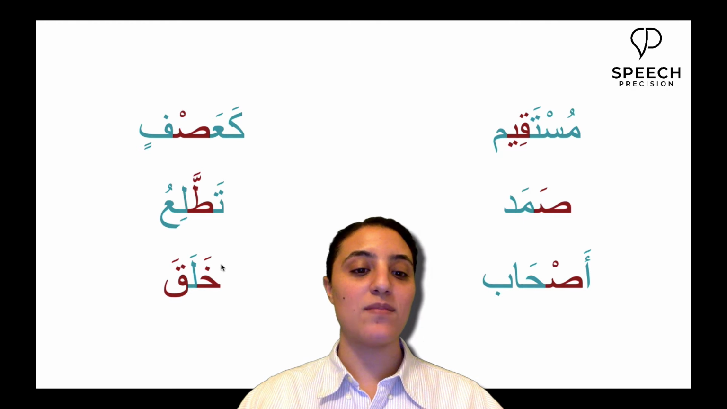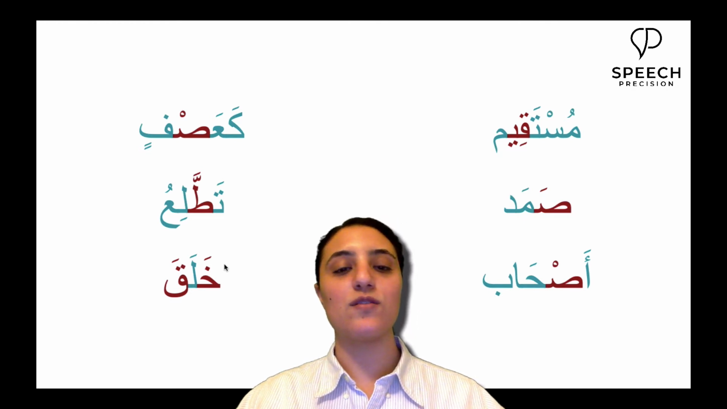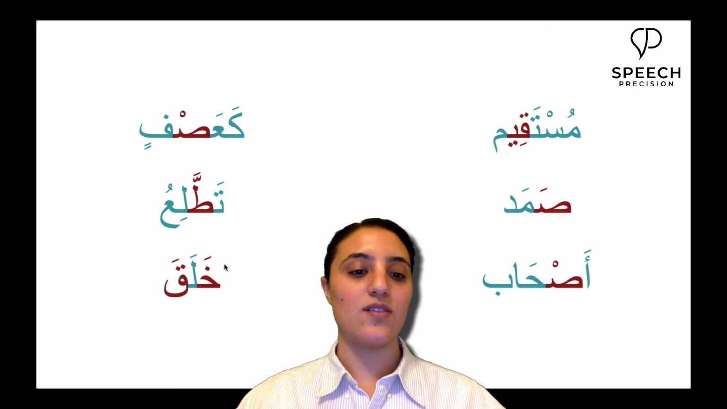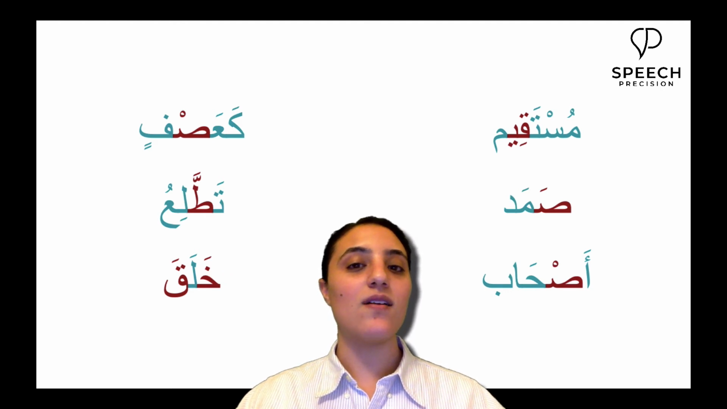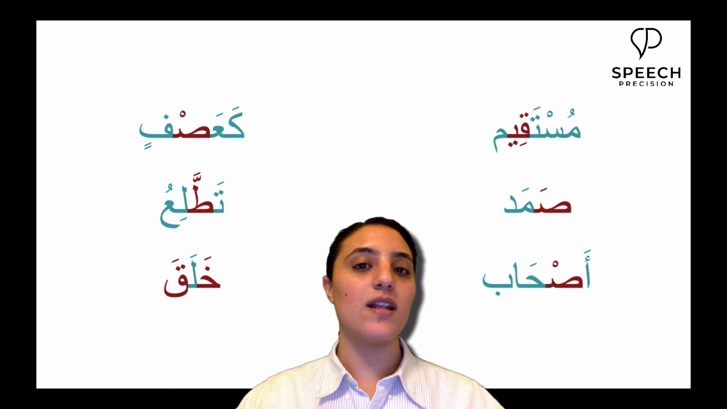Here we have a lam that's light in the middle of 2 heavy letters. So we want to keep the heavy letters heavy and the light letter light. Khalaqa, khalaqa. You don't want to say khalaqa, la, la. Keep the lam light. La, khalaqa.